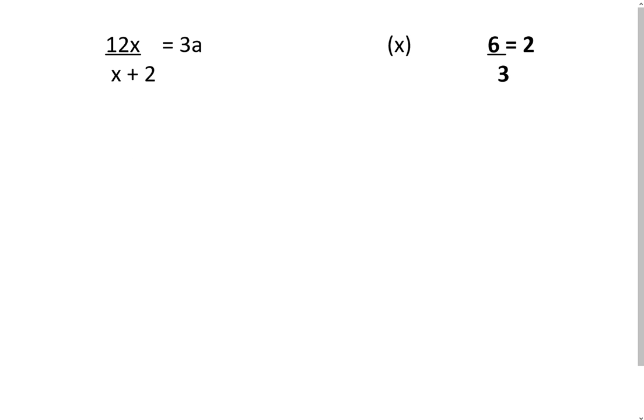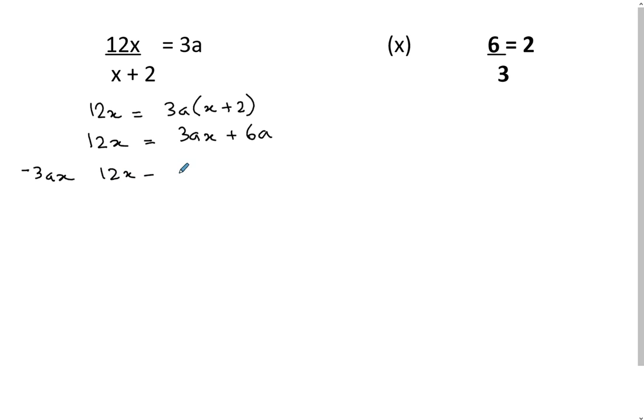Okay, 12x divided by x plus 2 equals 3a. If you remember my algebra formats, this looks very much like 6 divided by 3 equals 2. So we're going to cross multiply. So we've got 12x equals 3a times x plus 2. So 12x equals, and we'll expand, 3ax plus 6a. We've got that x which we want on that side, so we're going to go minus 3ax. So you've got 12x minus 3ax equals 6a.